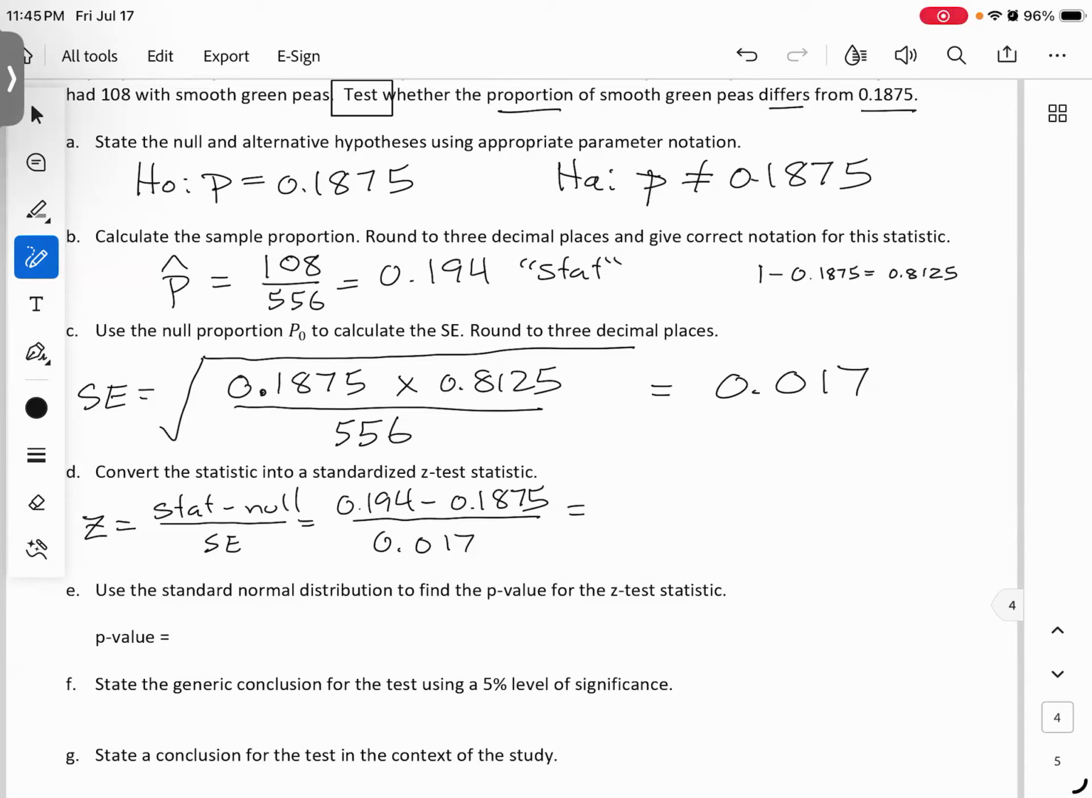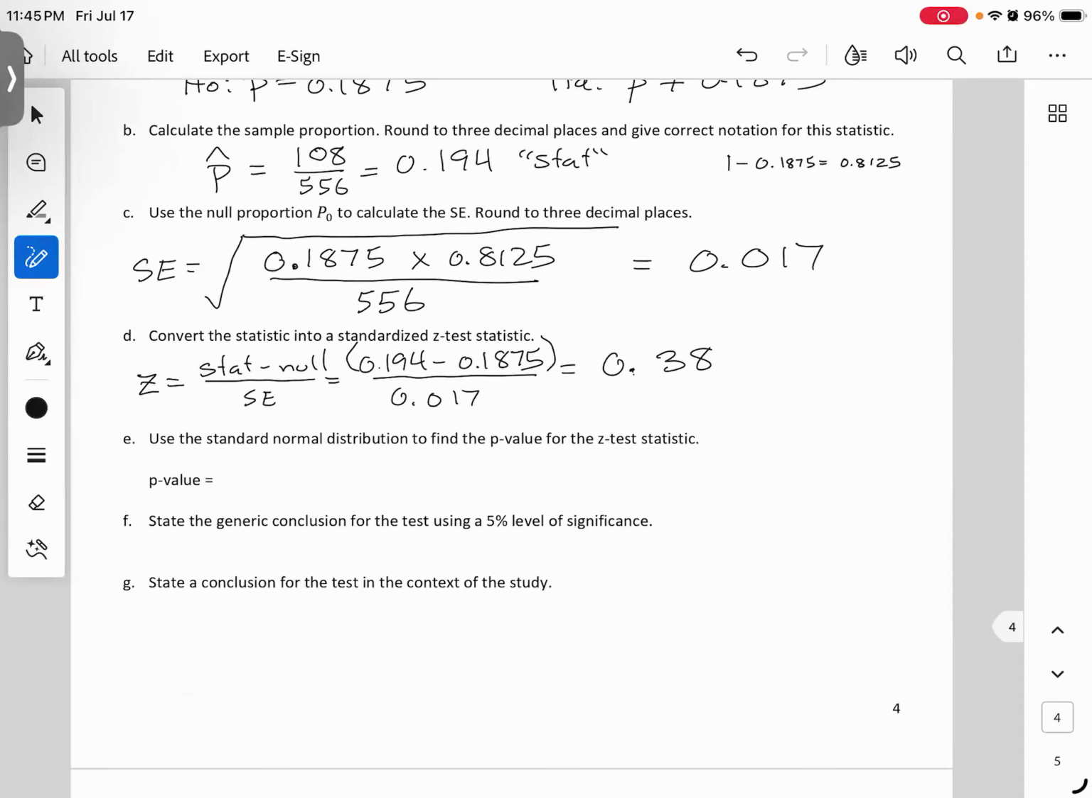Now, again, you might have a calculator that requires you to put parentheses around this or to do the subtraction first, but we should get 0.38. And if you've already been working on your 5.1 homework, that's great. That means you've already been using the normal distribution. But I'm going to go ahead and get us into the normal distribution to get our p-value. And again, it's guiding us. It's saying, take that, go to the normal distribution.